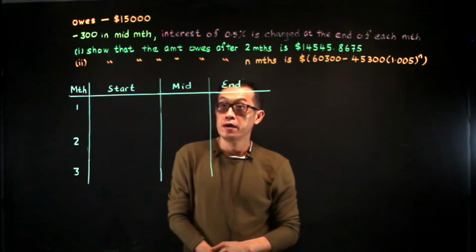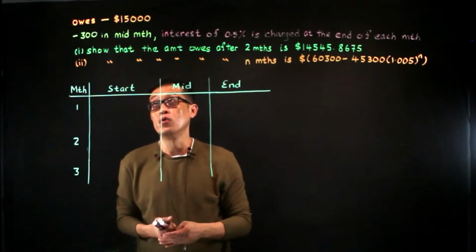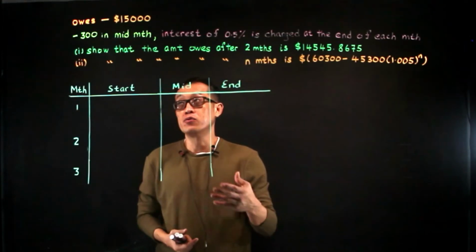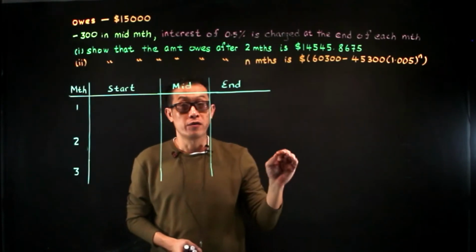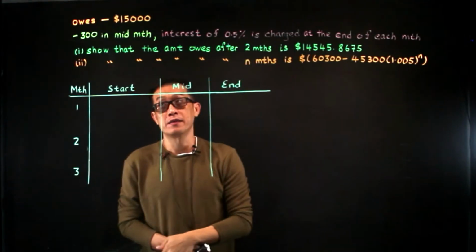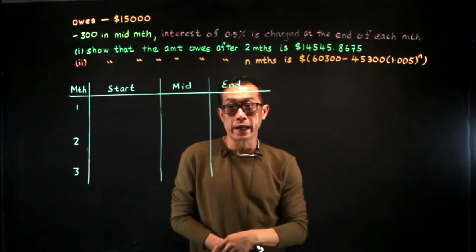Question 1. There's a student that owes the bank $15,000 for his study loan, and in the middle of every month he would pay $300. But at the end of each month, the bank would charge him 0.5% of the total that he still owes to the bank.